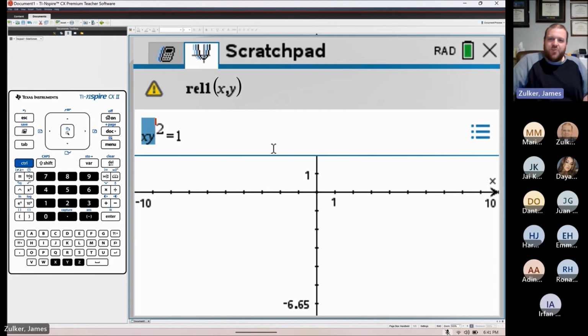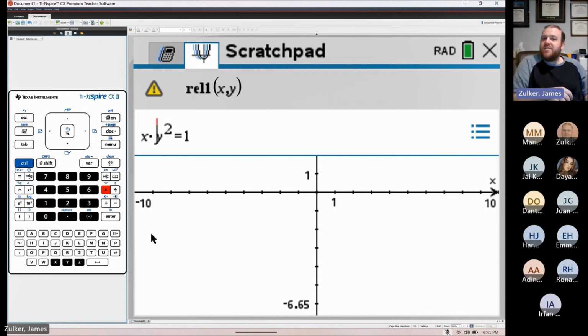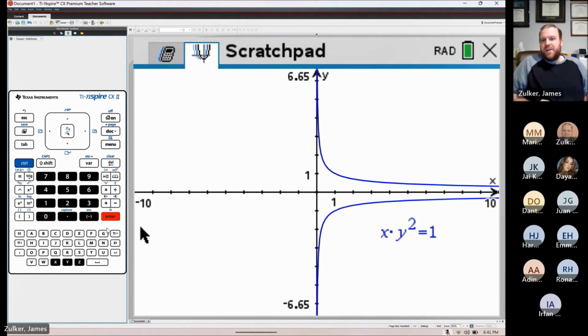So what we have to do is actually physically type in x times y, right? We can't just write xy. So what it was doing is reading that as a single variable xy squared, right? So like z squared equals 1, instead of x times y squared equal to 1. Now look what happens if I hit enter. There you go.